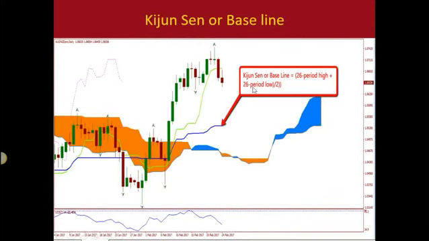And then you got your Kijun-sen. It's going to be a little bit part of the strategy, and the Kijun-sen or baseline is a 26-period high and a 26-period low divided by 2. So the Tenkan-sen is your 9-period high and low divided by 2. Your Kijun-sen is your 26-period high and low divided by 2. Pretty much basically moving averages, but a little bit different. All right, so we're going to be talking about that.